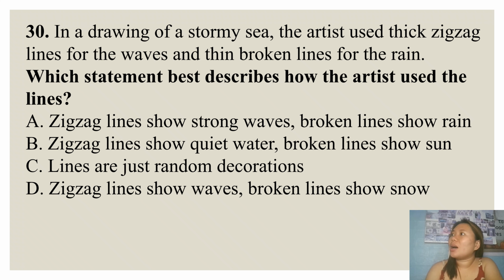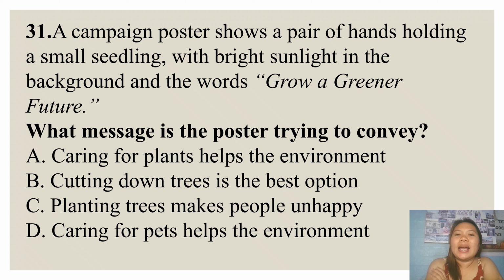3, 2, 1, number 31. A campaign poster shows a pair of hands holding a small seedling with bright sunlight in the background and the words, "Grow a greener future." What message is the poster trying to convey? A. Caring for plants helps the environment. B. Cutting down trees is the best option. C. Planting trees makes people unhappy. D. Caring for pets helps the environment.